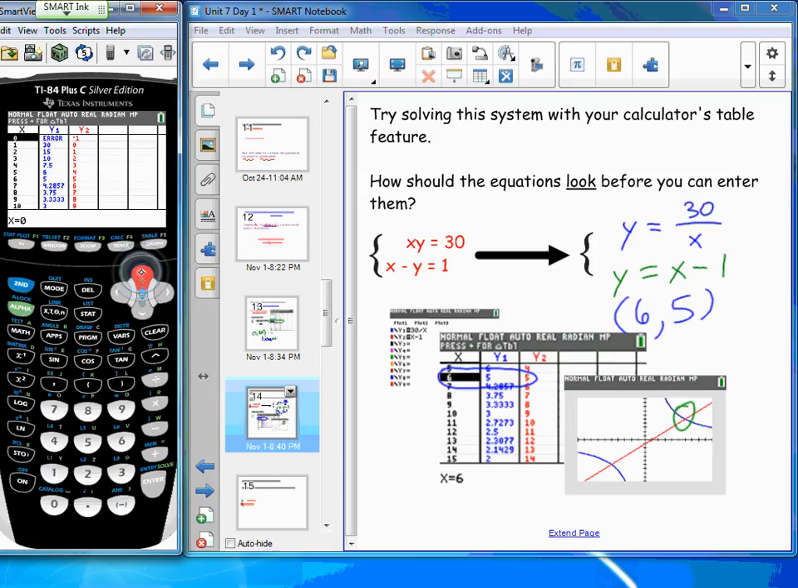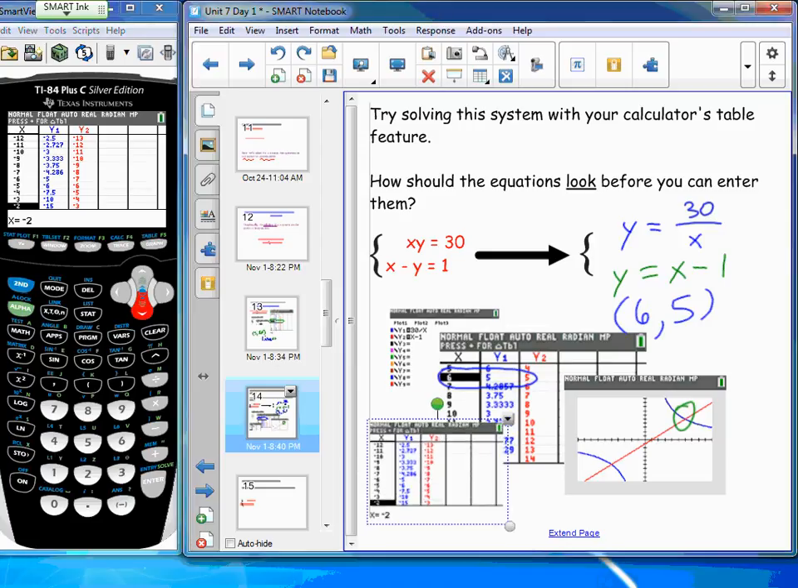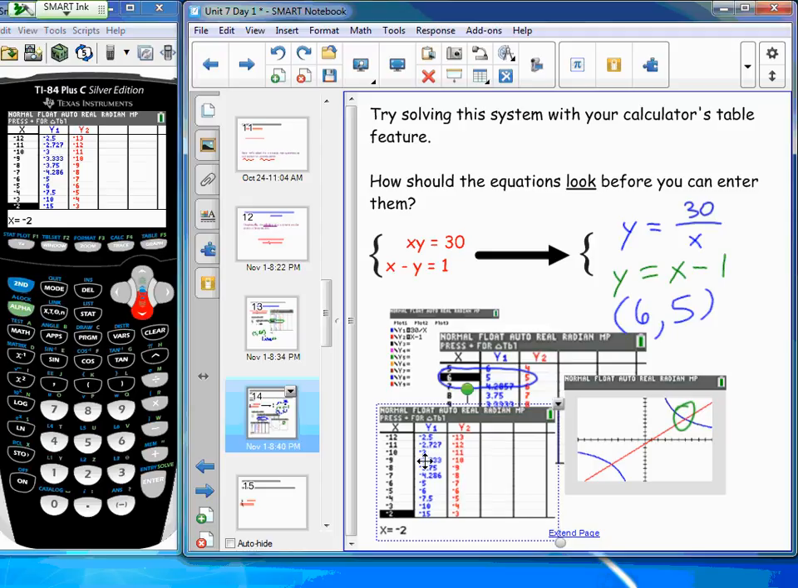And the table feature, it looks like negative. Hey, there it is. So it looks like easy there. Easy, easy. Got all carried away. There it is again. So it looks like (-5, -6). Is that right? (-5, -6)? I'm going to check that algebraically too. So we found another one, (-5, -6).